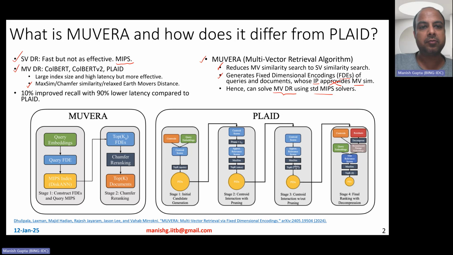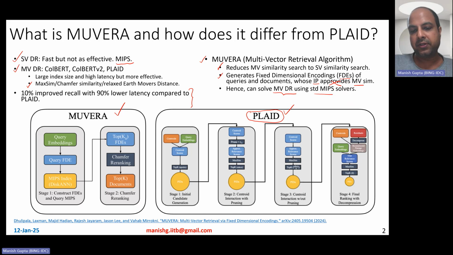Now, the great part about Muvera is that they claim 10% improved recall with 90% lower latency on several BEIR benchmark datasets compared to Plaid. What you see on the lower part of the slide is the Plaid architecture versus the Muvera architecture. Of course, the Plaid architecture is something that I discussed in detail in the previous video. So it has four different stages.